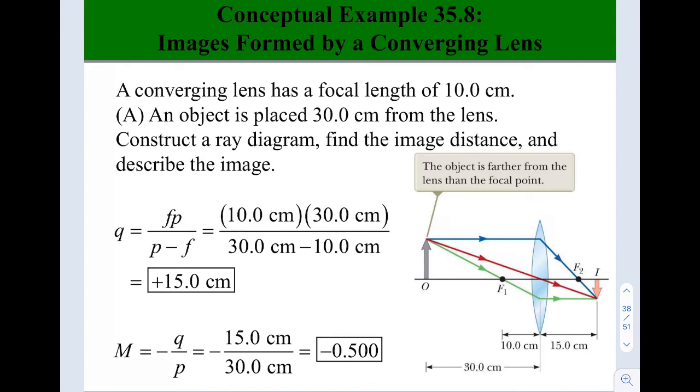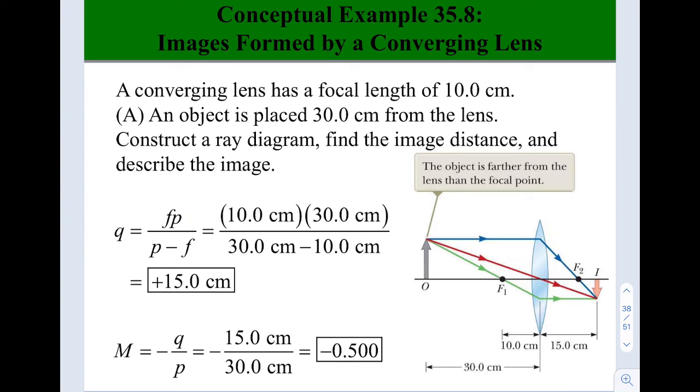Conceptual example 35.8. Image formed by a converging lens. A converging lens has a focal length of 10 cm. A, an object is placed 30 cm from the lens. Construct a ray diagram, find the image distance and describe the image. For your syllabus, no need to construct a ray diagram actually. You must be able to determine it in terms of calculation only.